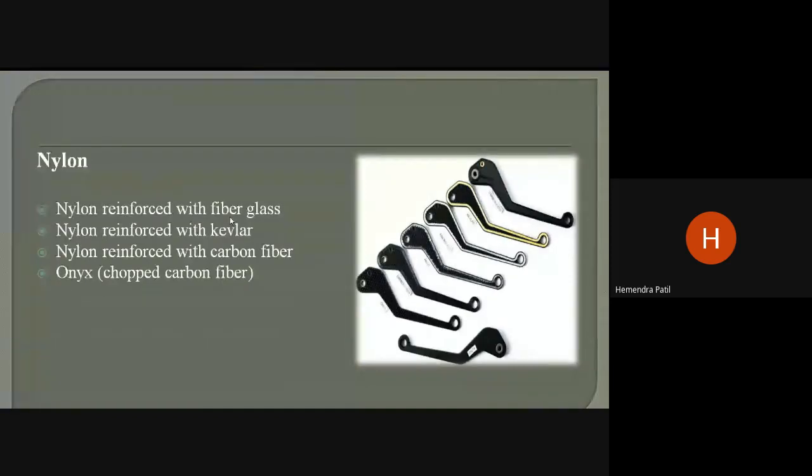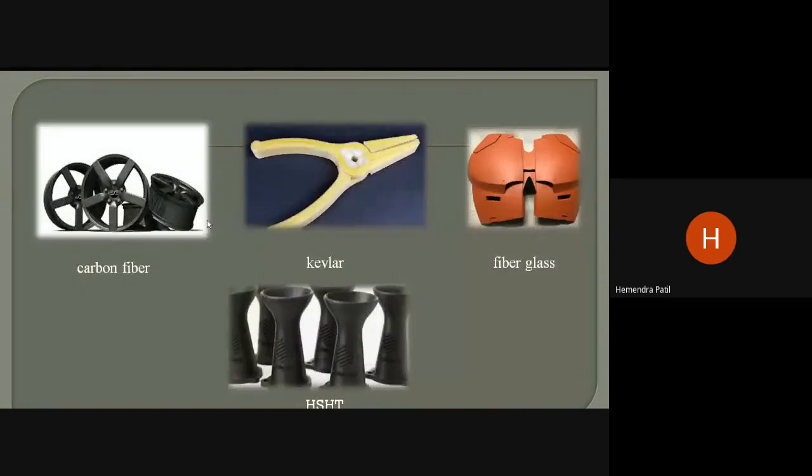And one more is HSHT, which I have not discussed here. This is a carbon fiber made product, and this is a Kevlar made product. This is a fiberglass product, and this is HSHT, which is a high strength, high temperature material that maintains its strength and stiffness at high temperatures because of its high deflection temperature, and its high resistance allows it to hold up in more extreme environments. So these are some application parts of composite materials.